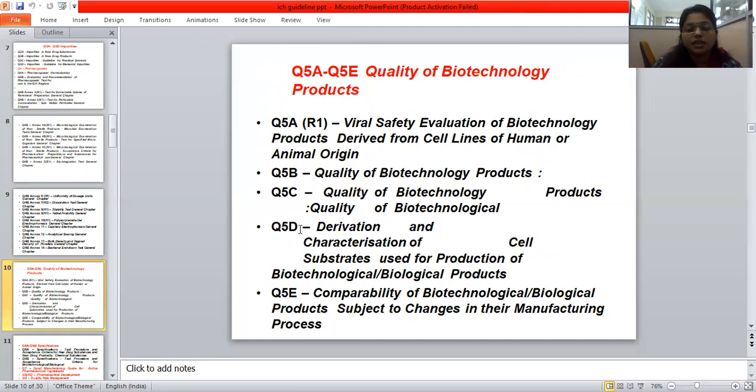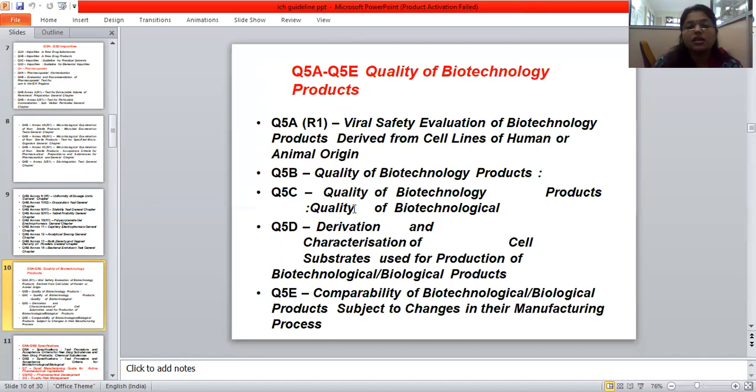For the Q5D guideline, we have the derivation and characterization of cell substrates used for the production of biotechnological and biological products. We have this for quality maintenance of biotechnological products, because whatever the biotechnological product is, it is directly derived from a cell line or animal origin structure. So that's why their quality maintenance is not an easy task. For that, we have a separate guideline regarding each and every point.